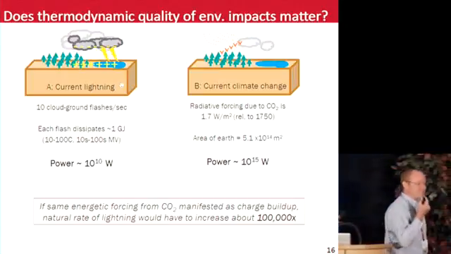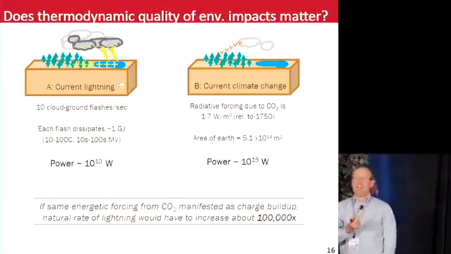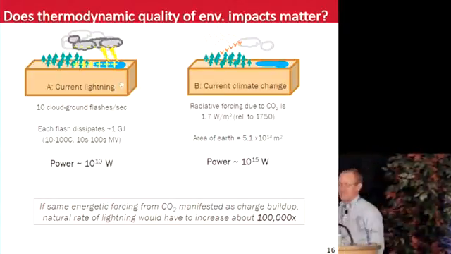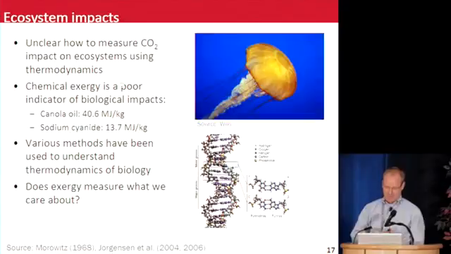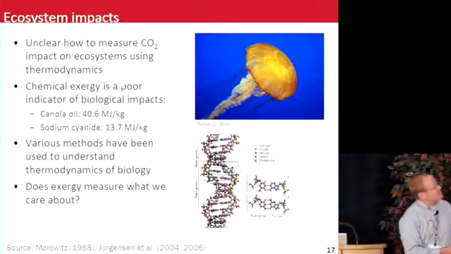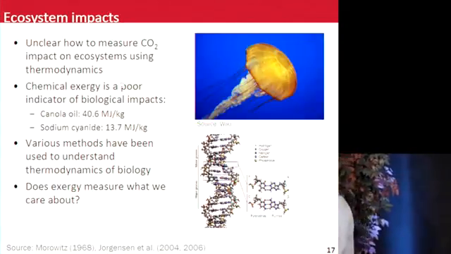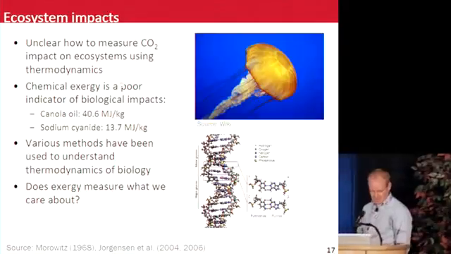Lightning is about as spatially dense, temporally dense, and exergetic, with as high an exergetic quality factor as you can possibly imagine. The opposite is the case with radiation from climate change. It's unclear how to measure CO2 impacts on biosystems, and I'm out of time, but I will slide into home here.